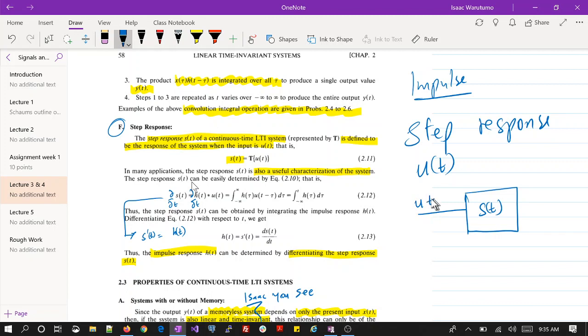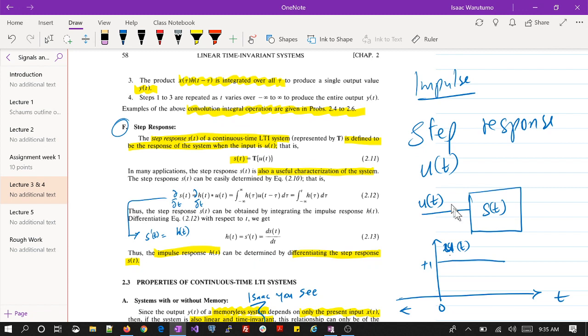So when the input is u of t, and if you can remember, the u of t was described as starting at 0 to have a positive 1, and as t progresses, it maintains a constant value. This is the function of u of t, but to the left of 0, the value of u of t remains to be 0. So now in that case, we want to say that we can uniquely describe the output of a system if we know its step response.